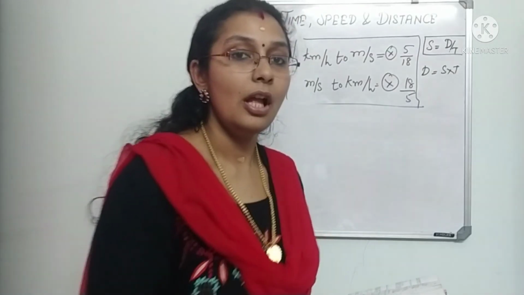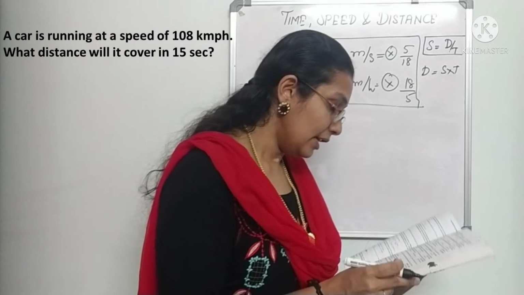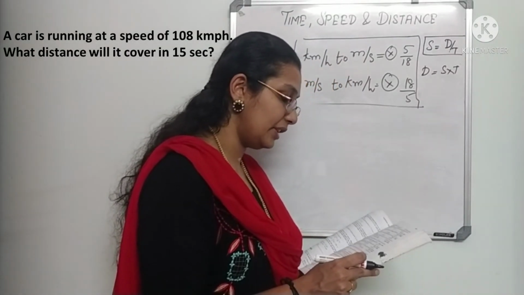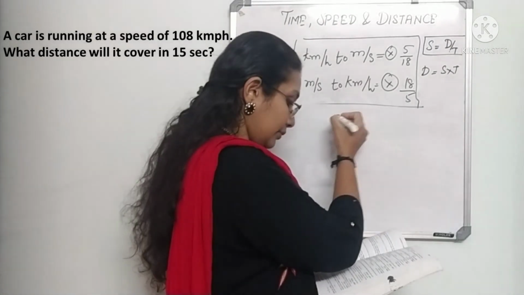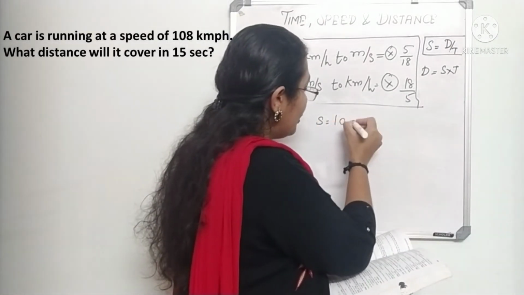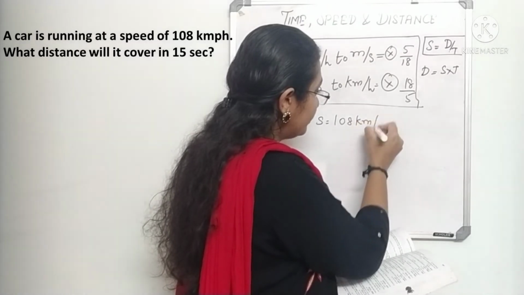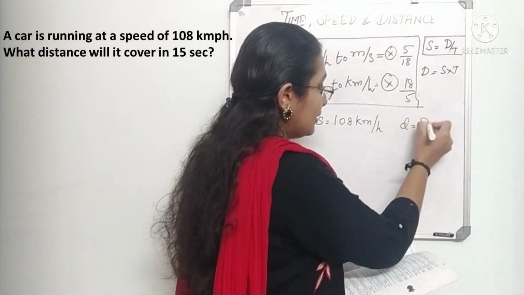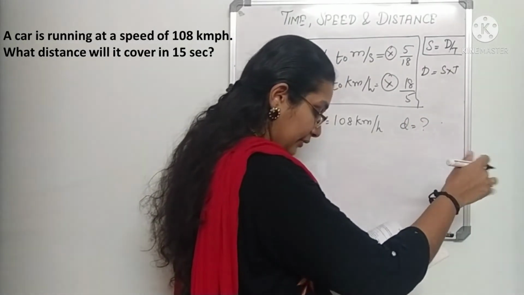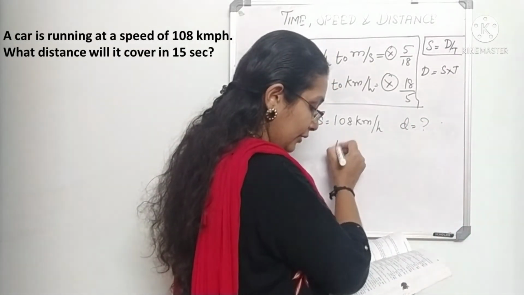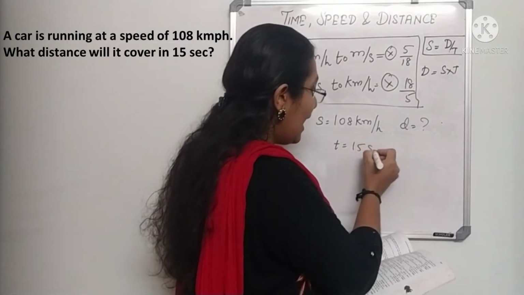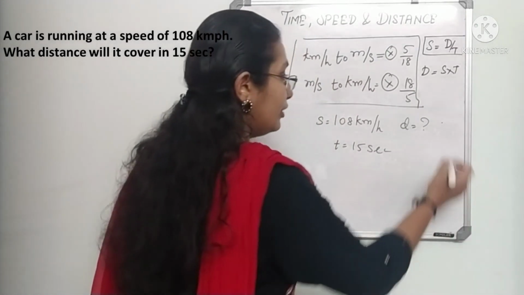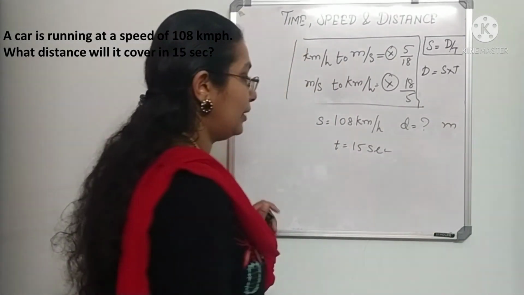Clear? Yes. Look at the last and the final question. A car is running at a speed of 108 km per hour. What distance will it cover in 15 seconds? So speed is equal to 108 km per hour. And how much distance they are asking. It will cover in 15 seconds. So time is equal to 15 seconds, and the distance they have given options in meters, so obviously you will have to find the distance in meters.